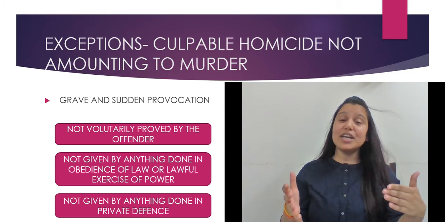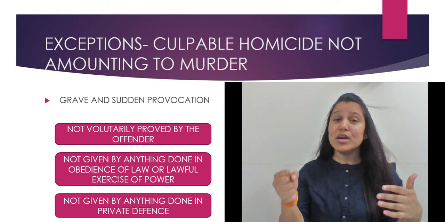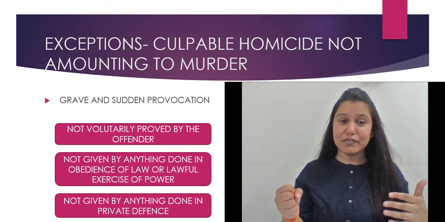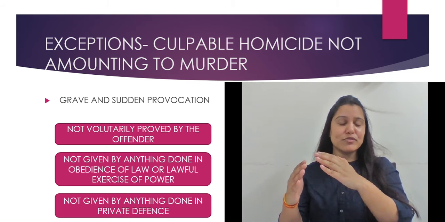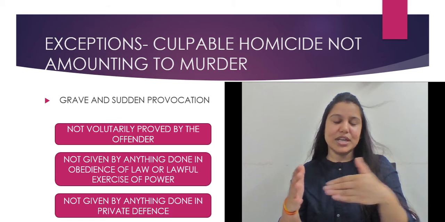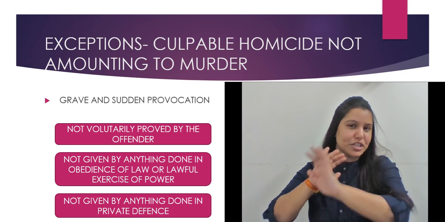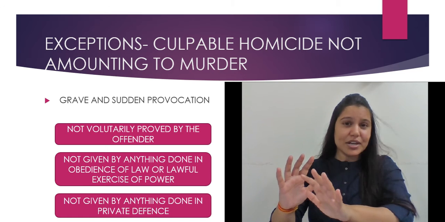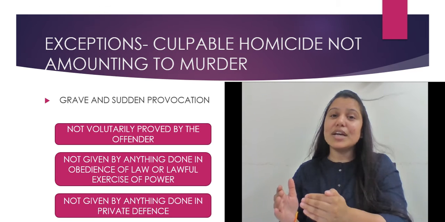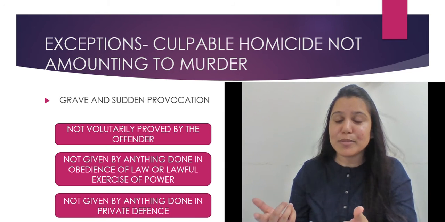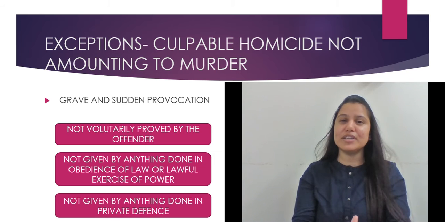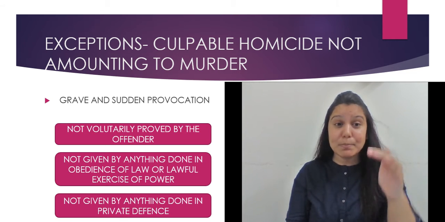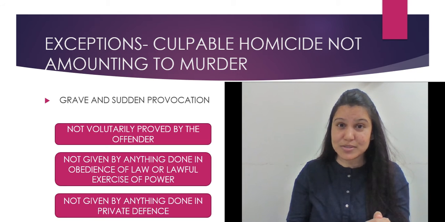Now, let's take A and B as an example. If B was acting in private defense, and A did something, and B used private defense, he pushed him or something like that. Now A kills that very person because B practiced private defense. Then he will not be protected under these sections. So of course, grave and sudden provocation is an exception, but we have these three restrictions.